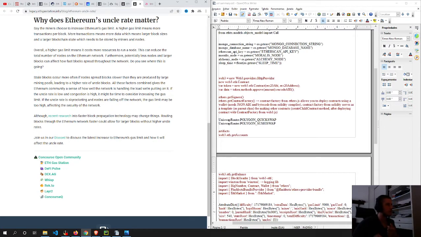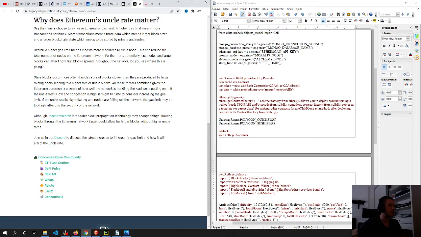So pretty much large mining pools are producing more blocks than the nodes, which are the separate miners, leading to a higher rate of uncle blocks. Because the mining pools are mining faster, the other nodes will create more uncles. I think I get it now.